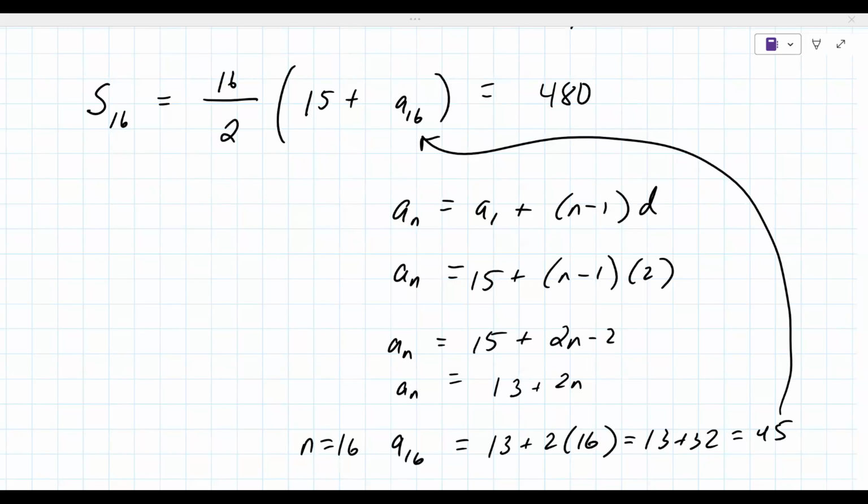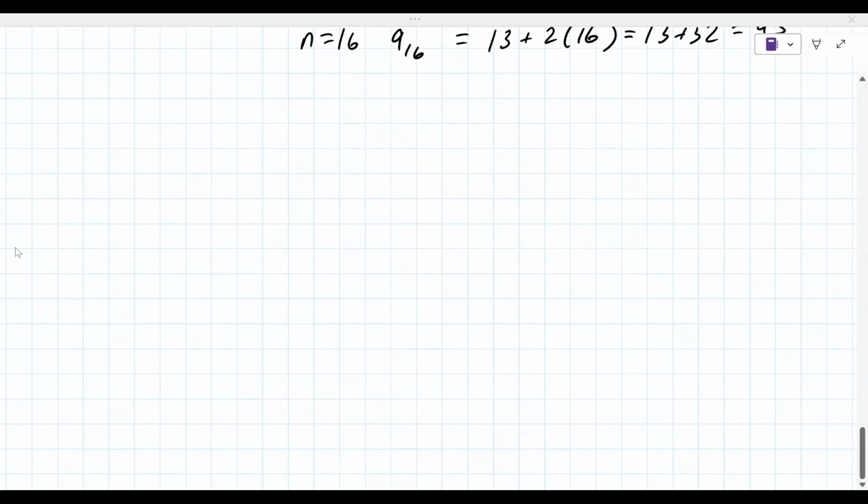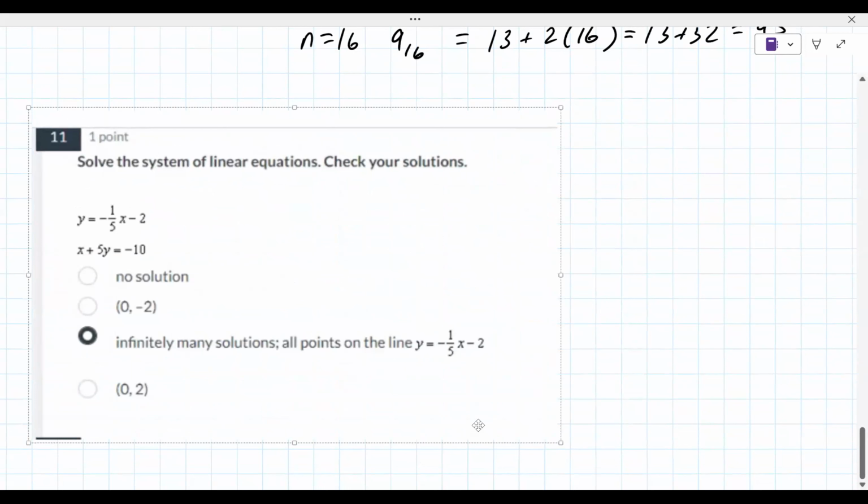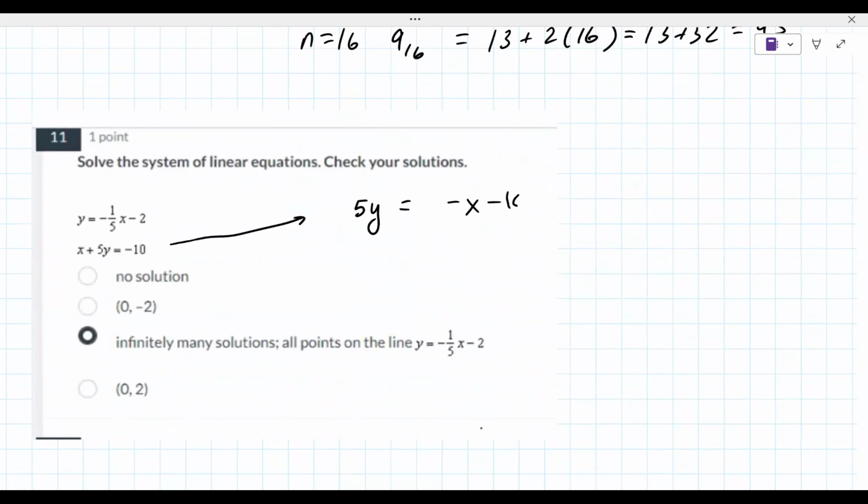All right. Let's take a look at this one here. So the system of equations, it looks like you're saying that you solved the second one for y, and that's looking pretty good. It's minus x minus 10, divide by 5, and you get negative 1/5 x minus 2, which is the same, which means they are the same line. So that is correct. Perfect.